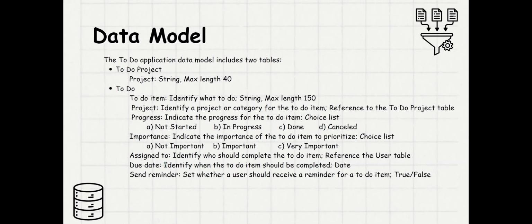And next comes assign to. Assign to is created to check to whom the to do item has been assigned, and we are going to use the user table as reference for this. Next comes due date. By using this column, we can check by when the to do item should be completed. And the last one is send reminder. By using the send reminder, we can choose which users should receive a reminder for the to do item and which users should not receive a reminder.